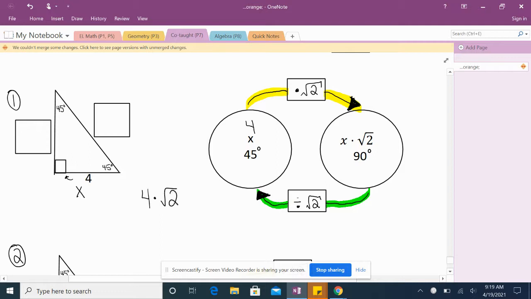4 times the square root of 2 is 4 square root 2.